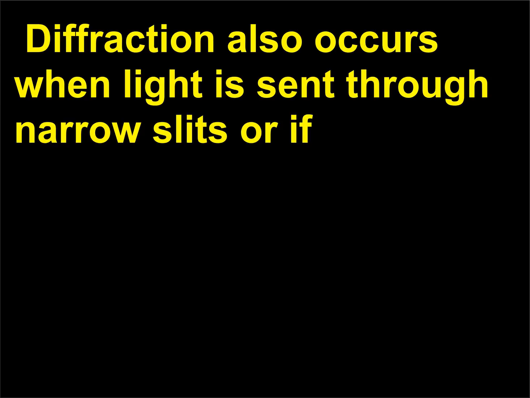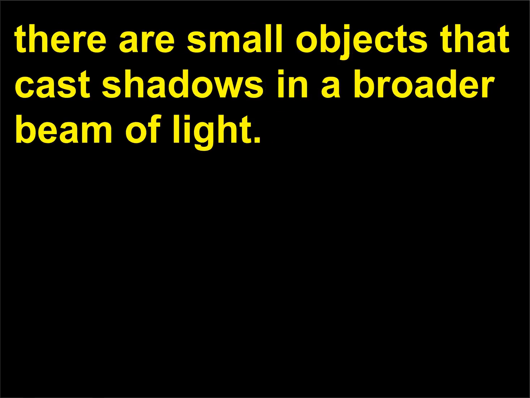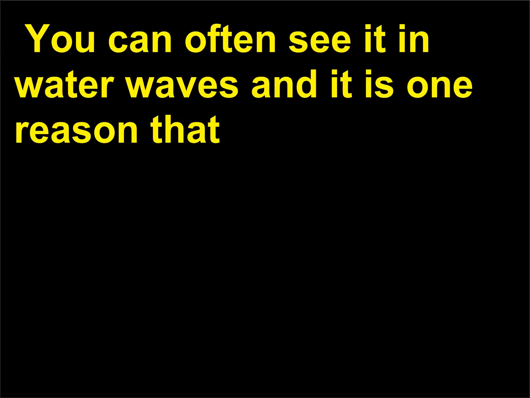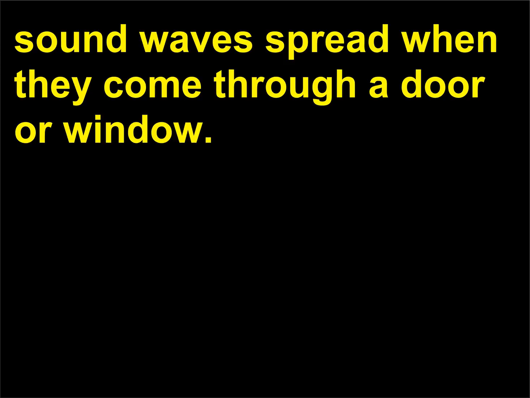Diffraction also occurs when light is sent through narrow slits or if there are small objects that cast shadows in a broader beam of light. Diffraction occurs with all types of waves. You can often see it in water waves, and it is one reason that sound waves spread when they come through a door or window.